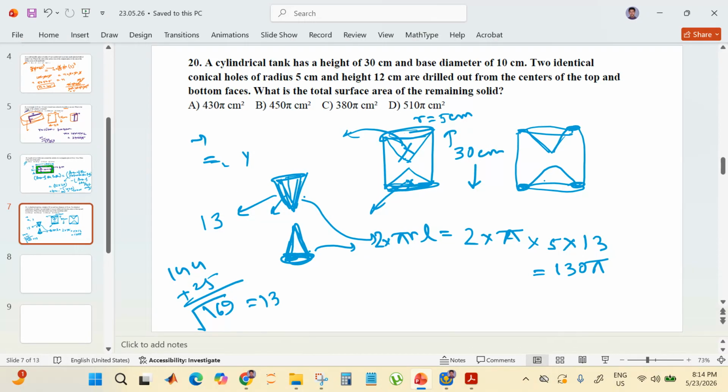This is the additional part added when these two cones are cut out, and the outside part basically remains the same, that is pi r h, pi into r means 5 and h is 30, it is 150 pi. So 150 plus 130 is 280 pi, but 280 pi is not in the options. Base diameter 10, height is 30.